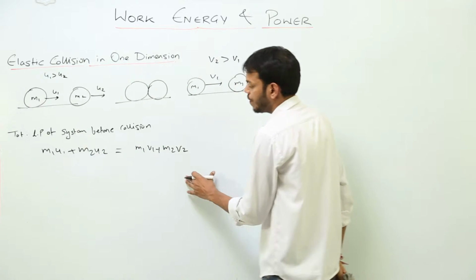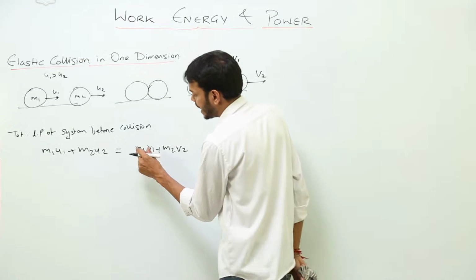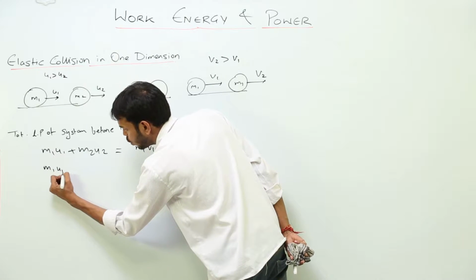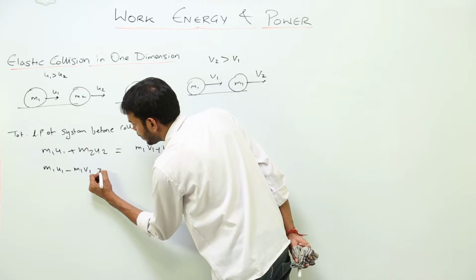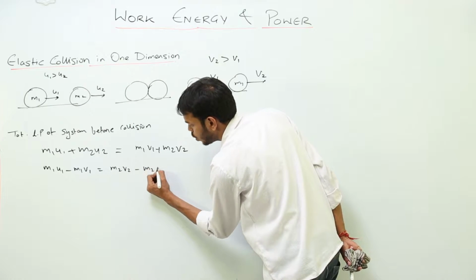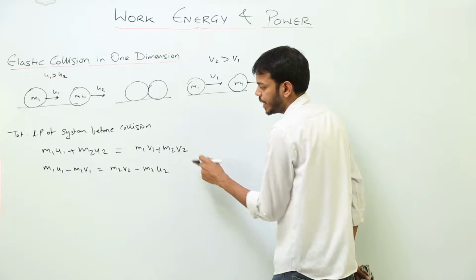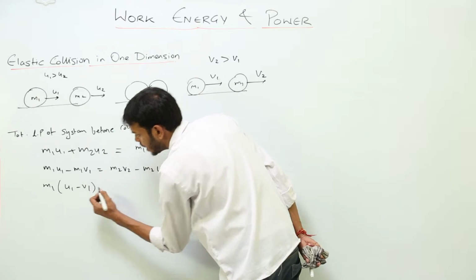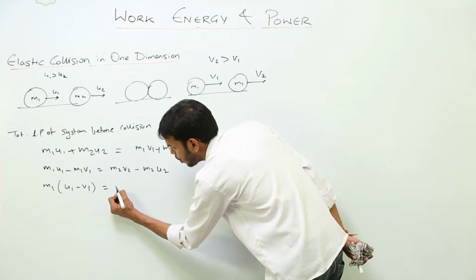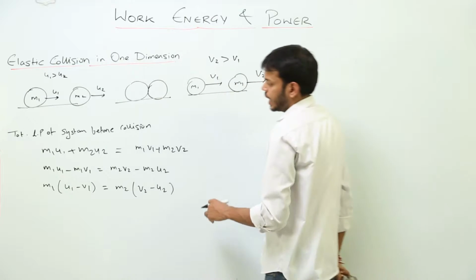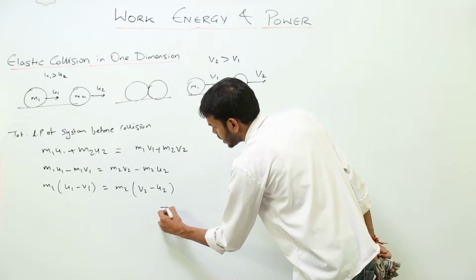From these two terms, if I want to take m1 common, I'm taking this term there, I'll be left with m1 u1 minus m1 v1, which is equal to m2 v2 minus m2 u2. This quantity has come here. From this side, m1 times (u1 minus v1), m1 has been taken common. Similarly, for m2 we are left with (v2 minus u2), right? Give this equation some name. Let's say this is equation 1.